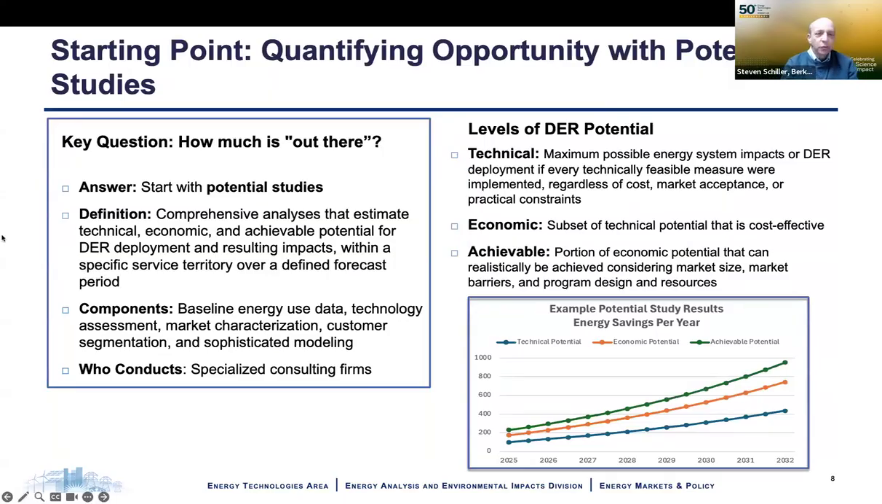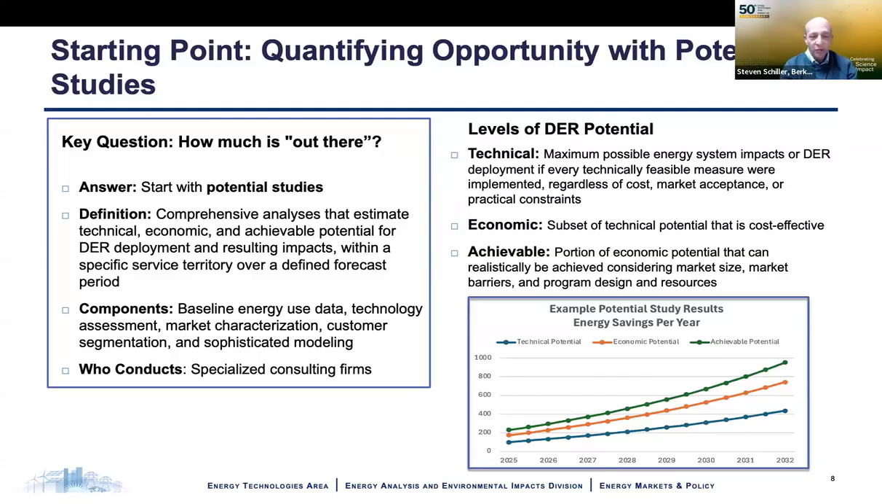So with that, where do we start? How do we get going with all this? And what that relates to is the question that maybe people will be asking, which is how much is out there? What's my potential? How much could I achieve? What's realistic to expect? And the answer is you start with a potential study.